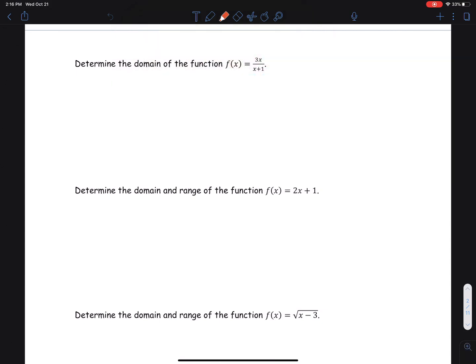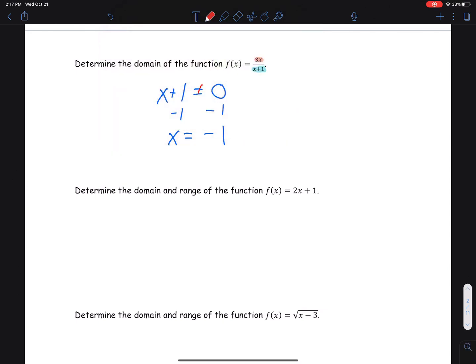Looking at the numerator, that 3x in the numerator, that x can be anything. That's not going to cause any restrictions. But let's look at the denominator. The x plus 1 is where we're going to get some restrictions, because the denominator cannot equal 0. So what we want to do is set the denominator equal to 0, and we're going to see when it cannot equal 0. Set it equal to 0, subtract 1 on both sides, we get x is equal to negative 1. So that is when the denominator equals 0.